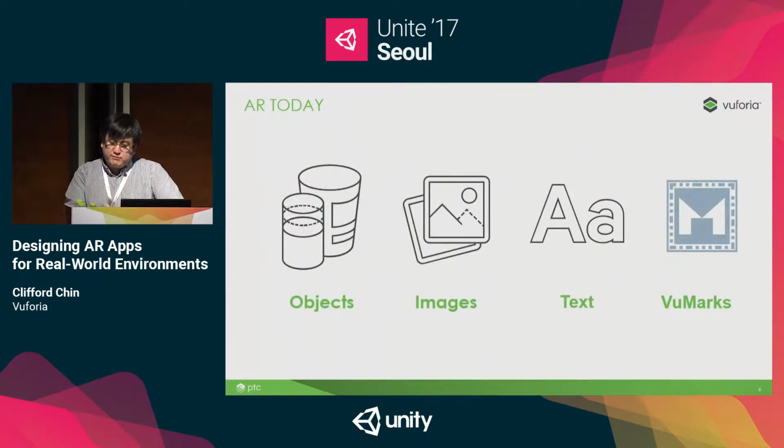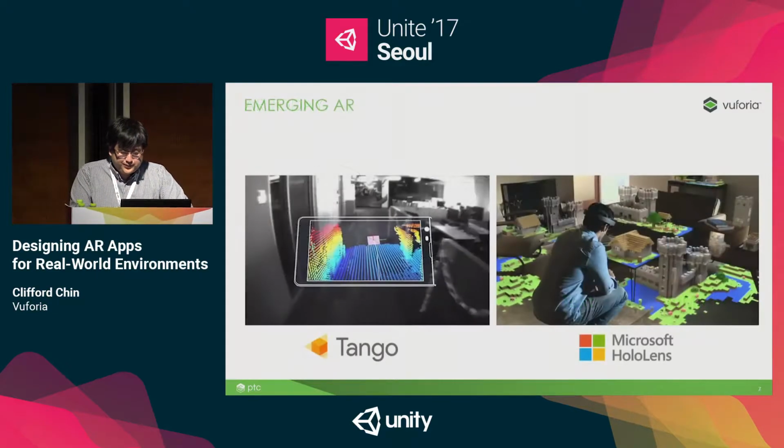Vuforia enables augmented reality by helping developers recognize objects, images, text, and VuMarks. Vuforia gives developers the tools they need to build compelling augmented reality experiences. A new generation of hardware, such as Microsoft HoloLens and Google Tango, empowers the future of AR, allowing us to map entire environments and use them within the AR experience.